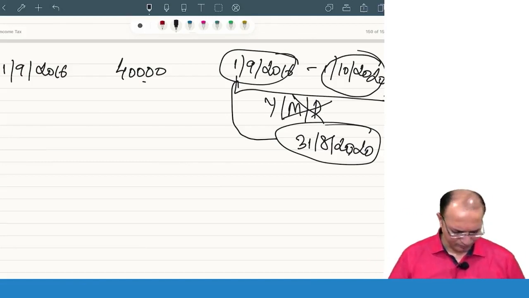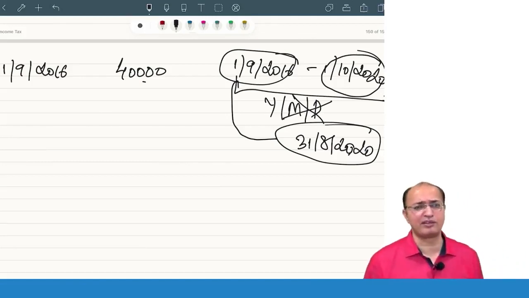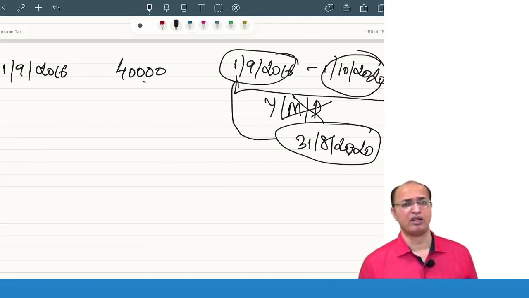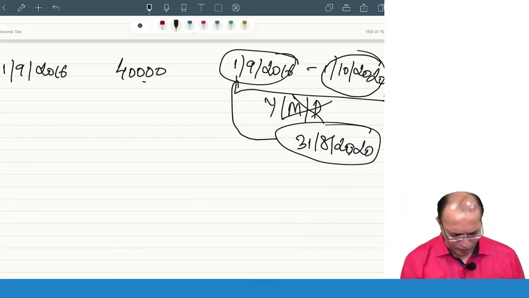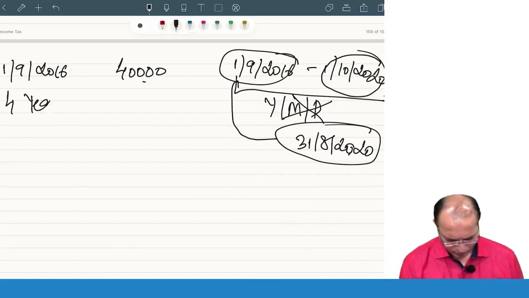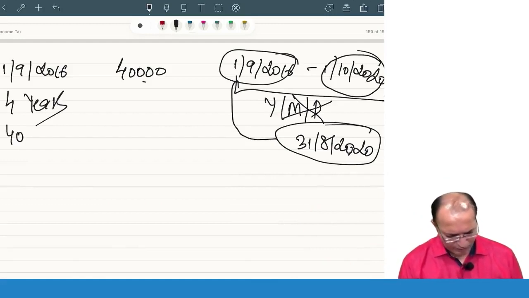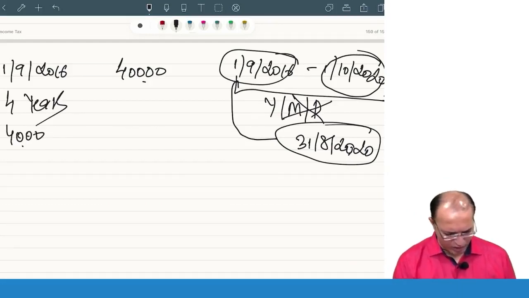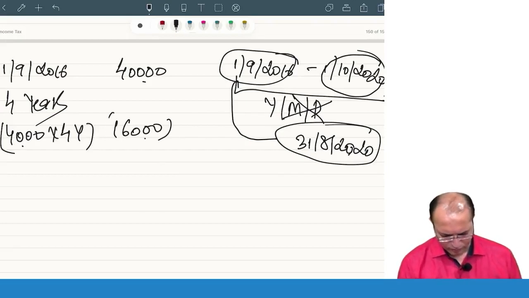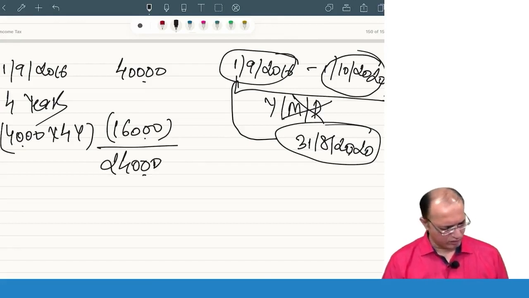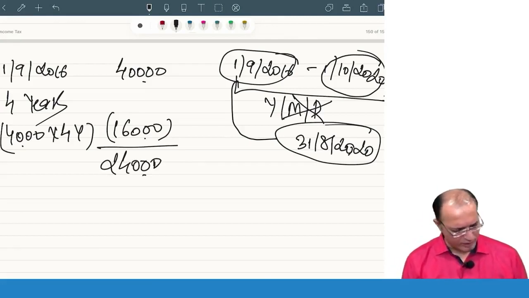Which method of depreciation? SLM. What rate of depreciation? 10%. So what would be the amount of depreciation for 4 years? One year depreciation would be 10% of 40,000, that is 4,000. Multiply by 4 years, so depreciation is 16,000. So what is the WDV? 24,000.